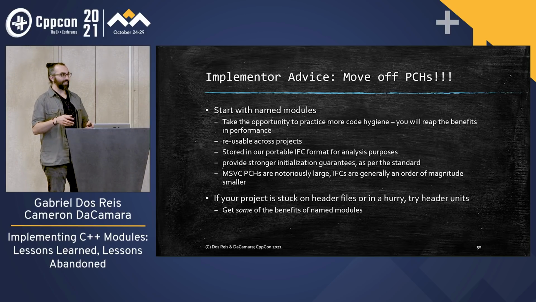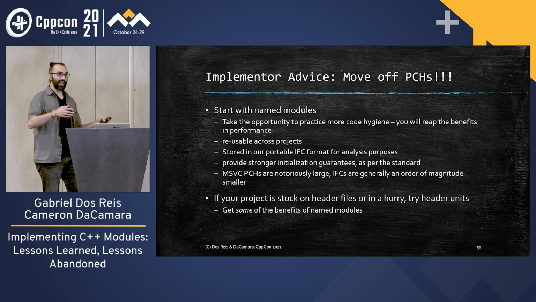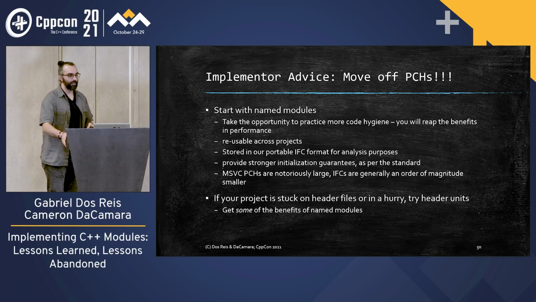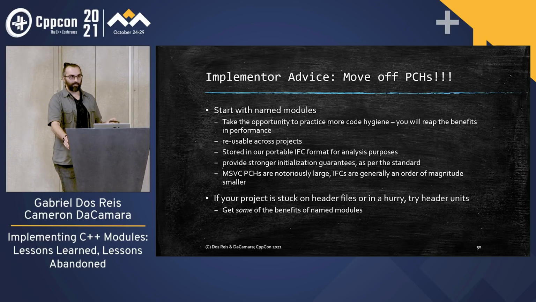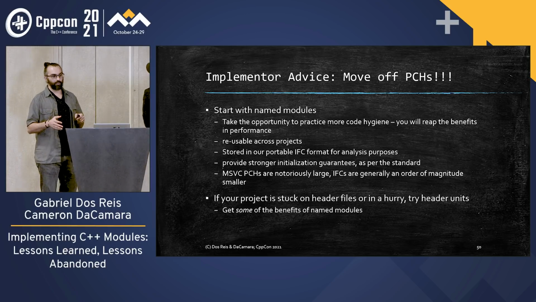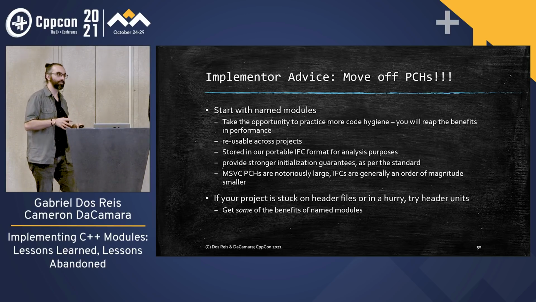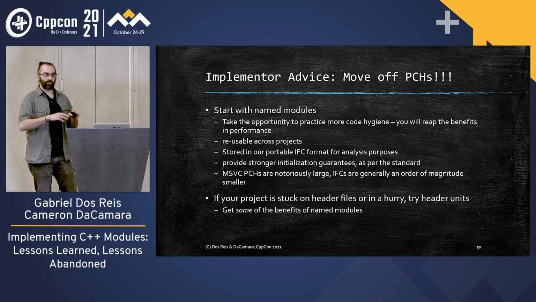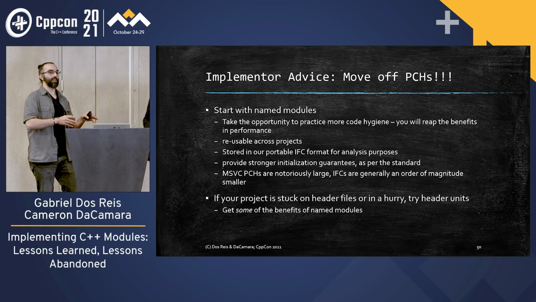So you'll see PCHs which grow up to 2.5 gigabytes sometimes, and sometimes you can't even remap them back in because they're so big. And that's a huge problem. IFCs are generally magnitudes smaller than that. We've seen 2.5 gigabyte PCHs translate to 600 megabyte or less IFCs. And if you're really stuck on header files, and if you're in a hurry, you can try header units. You get some of the benefits of named modules, but not all of them. Our recommendation for sure is to start with named modules if you can.